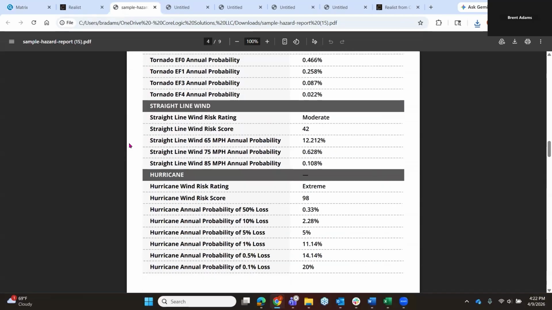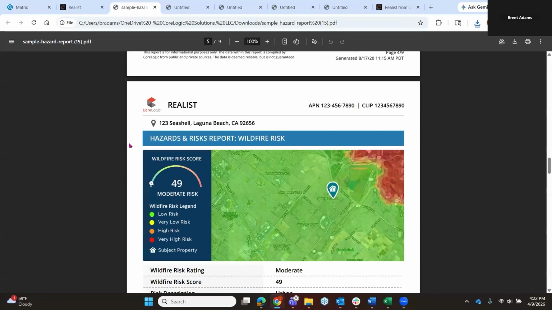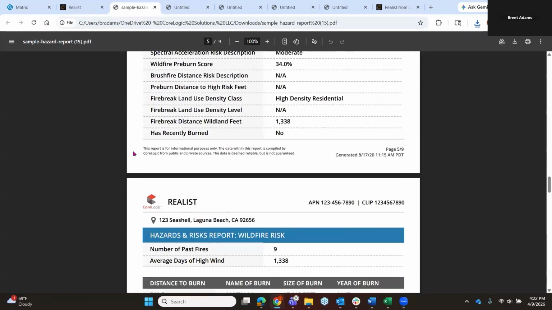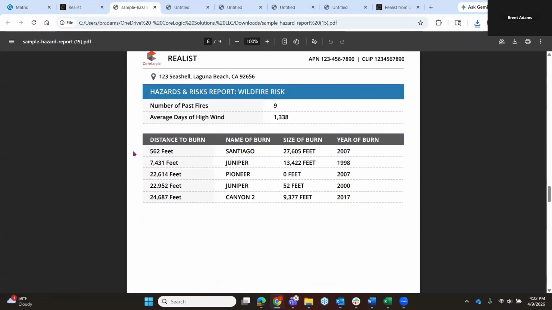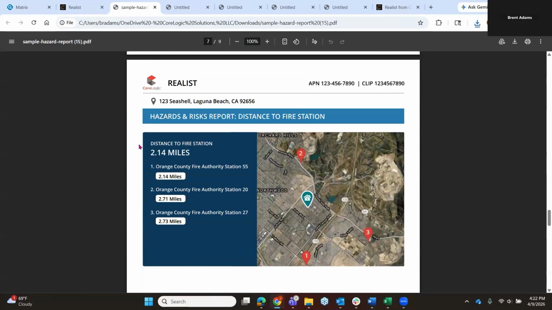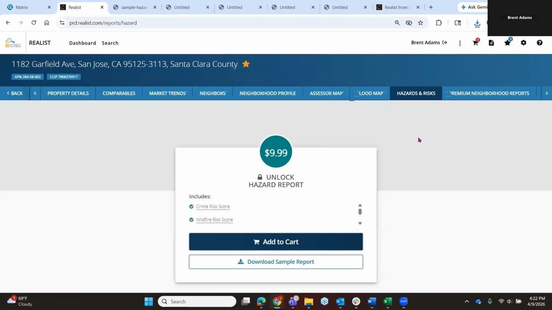Again, not too many wind things that we're going to have you worrying about in your area, but definitely wildfire risks, as I mentioned, and understanding, again, things like distance to recent burns, if there have been any. Also, again, distance to your nearest fire station. All great information we can give you here in some of these pay-to-play reports, as I wanted to show you too.